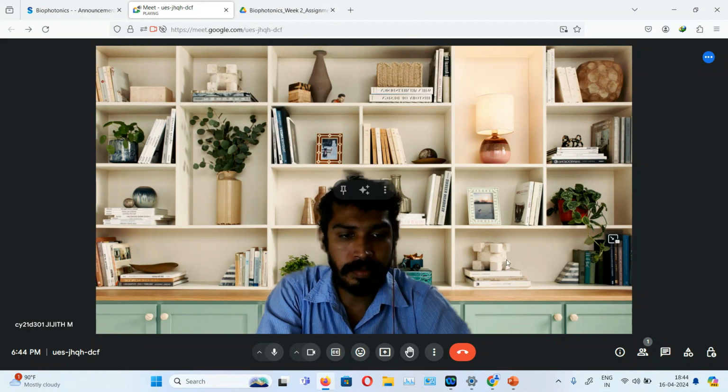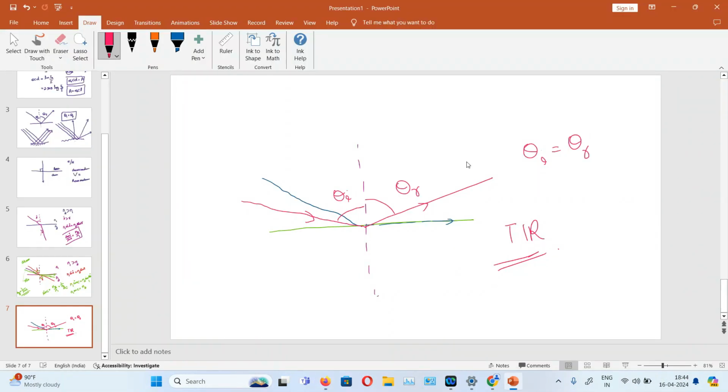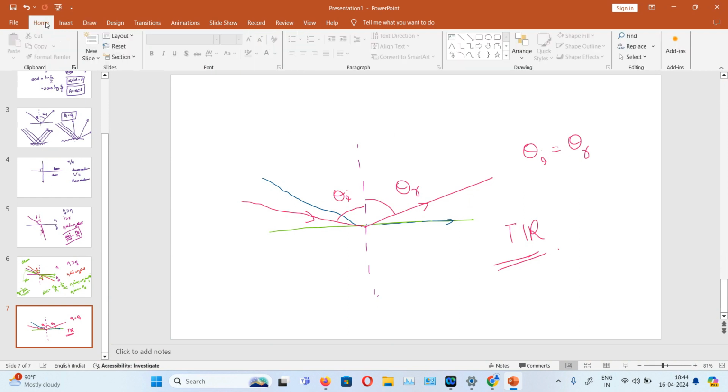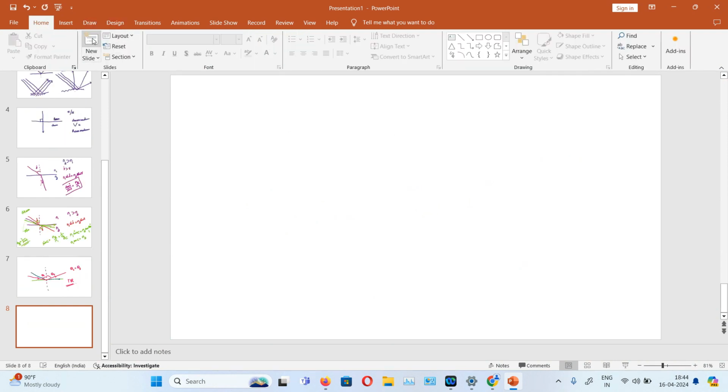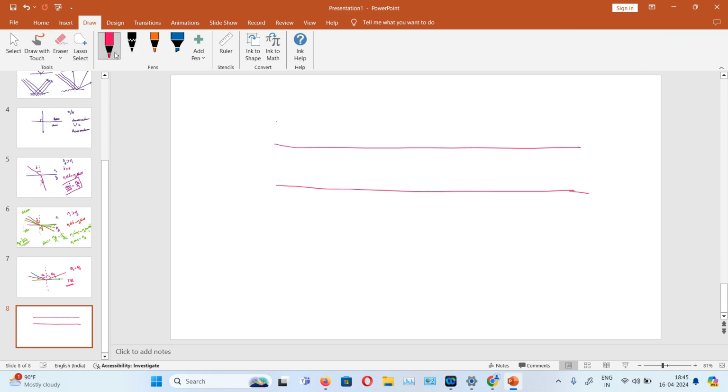Let's continue the discussion. So we discussed the device which can be used based on total internal reflection. It's called the optical fiber. There will be a core with a denser medium, and above that there will be a cladding, which is based on a rarer medium.